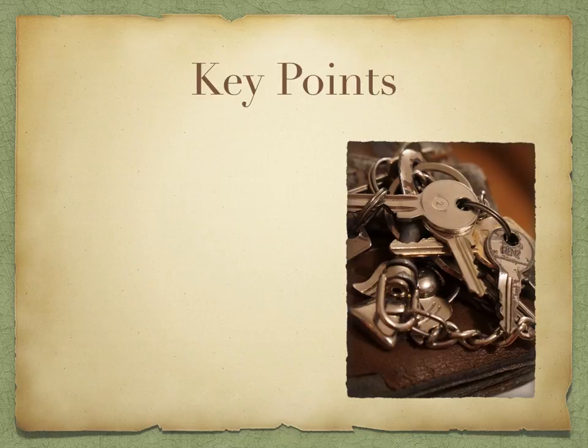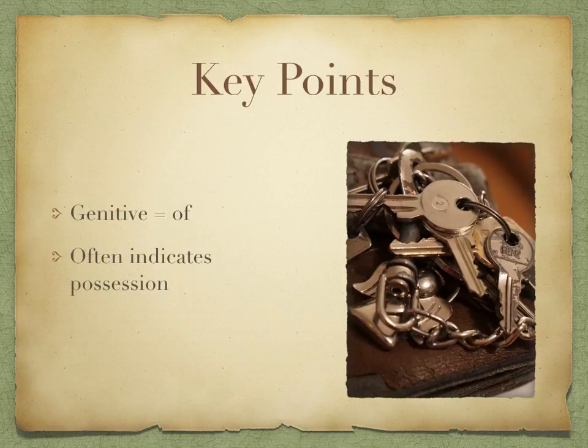So key points just to recap. The genitive case is used to indicate of, or we can also translate it using an apostrophe, and often in Latin it shows possession, or who owns something, who something belongs to. And so it's important that you learn these new endings so that you can translate them accurately.